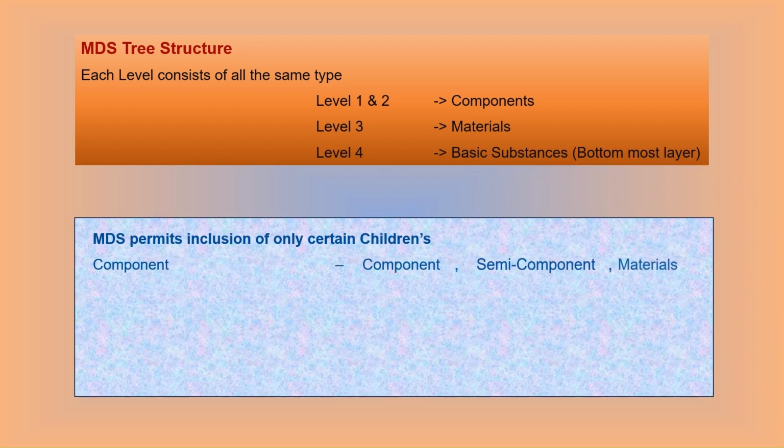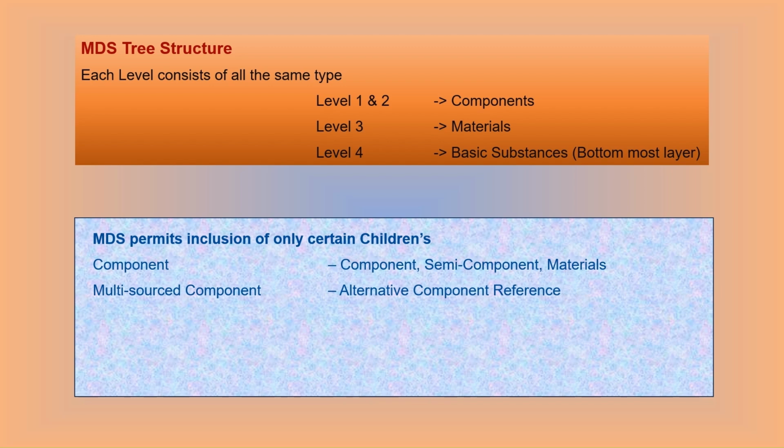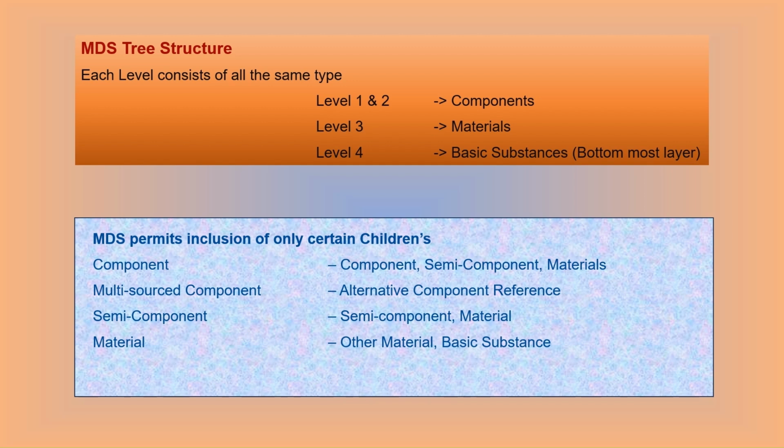MDS permits only certain types of children. A Component MDS can have only components, semi-components, or materials as children. Semi-components can have semi-components or materials as children. A Material MDS can have other materials or basic substances as children. Basic substance MDS have no children. Even other basic substances can't be children.